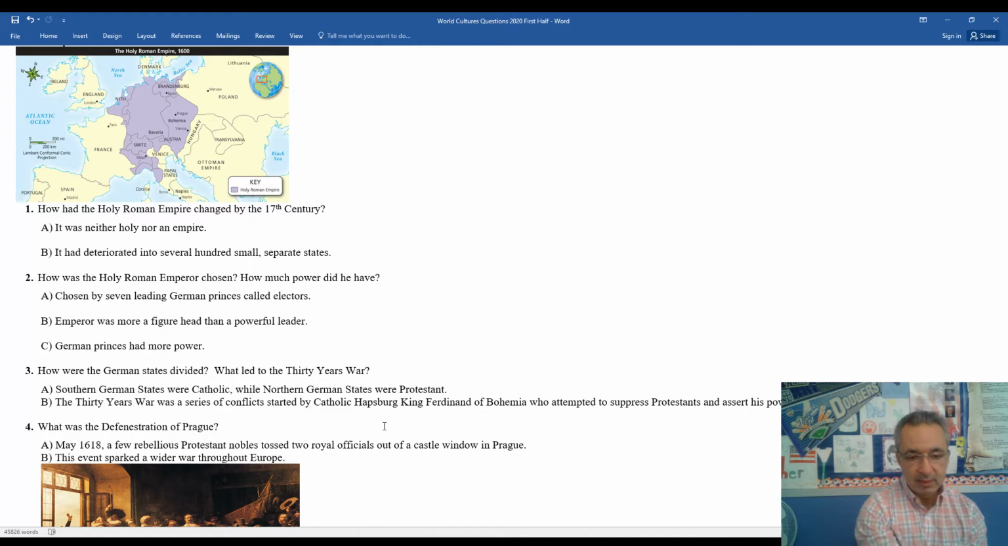How were the German states divided? What led to the 30 Years' War? Well, the southern German states were Catholic, the northern German states were Protestant. So once again, we're seeing a split within society because of religion. Religion splits. And as a result, we're going to see a definitive split between northern and southern Germany.